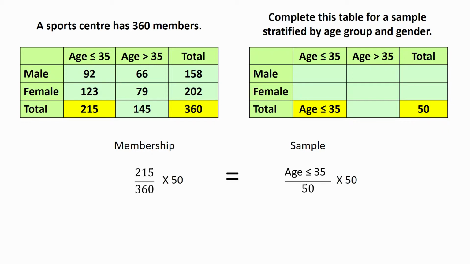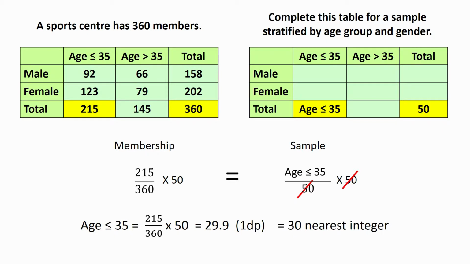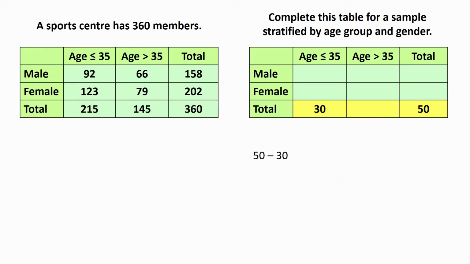Multiply both sides of the equation by 50 to eliminate the denominator of 50 in the sample, and cancel, giving the number aged 35 or less in the sample as 215 divided by 360 times 50, which is 29.9 to 1 decimal place. It is sensible to round this up to 30 people and record in the table. The number aged over 35 can be found by subtracting 30 from 50, which is 20.